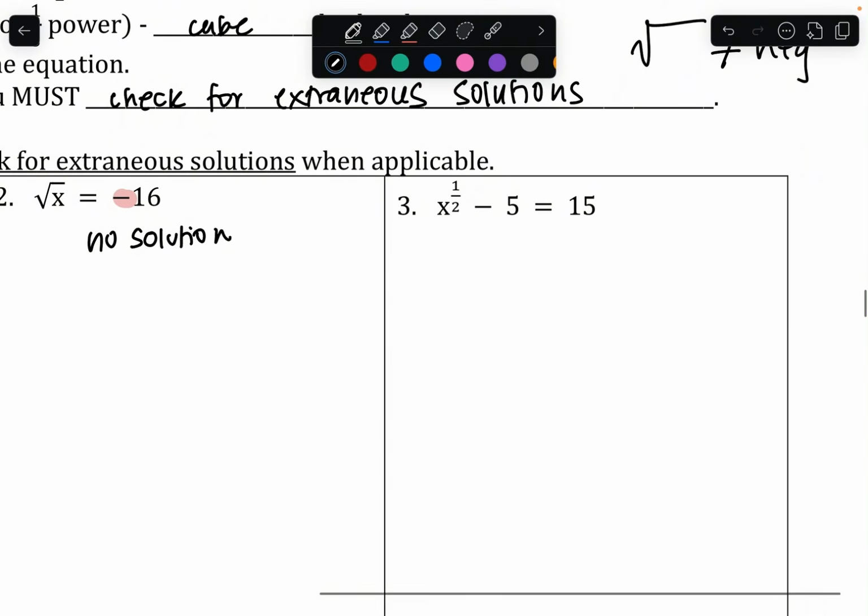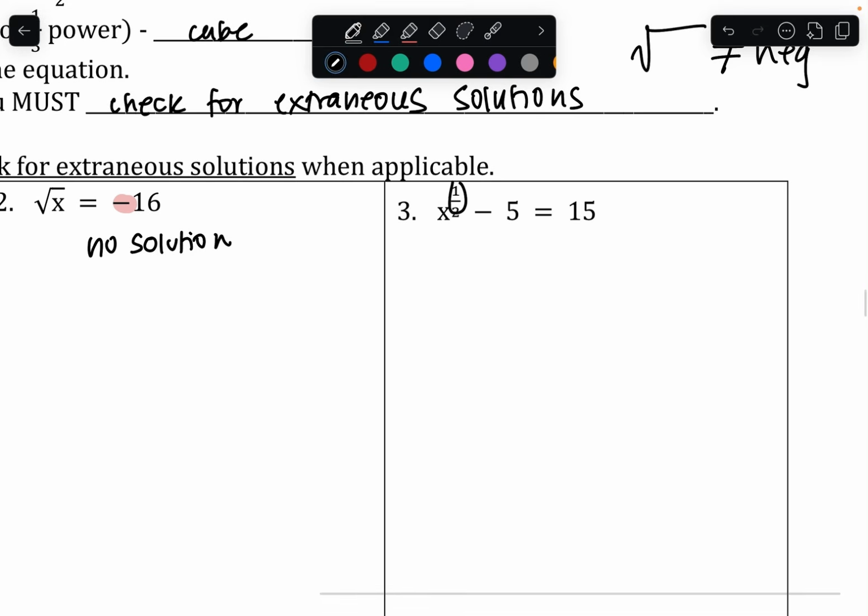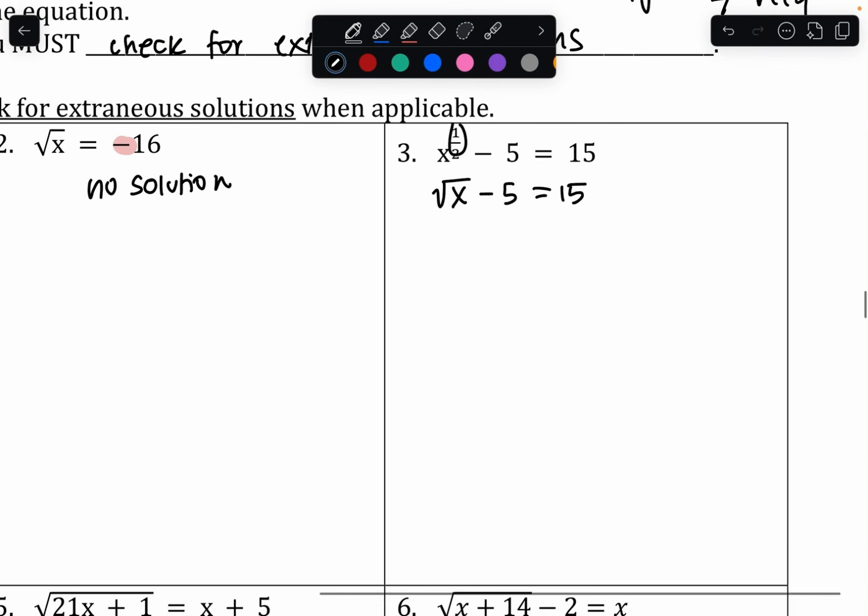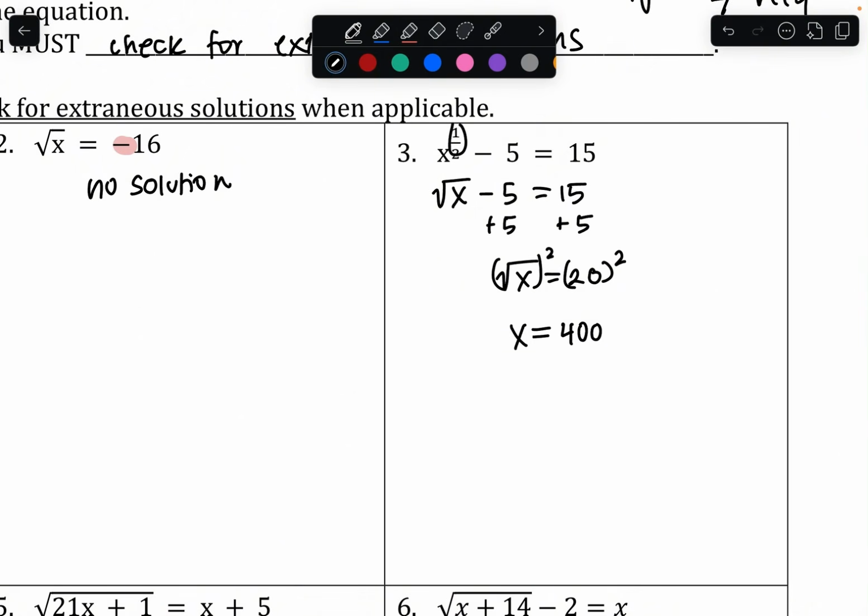Next I'm seeing a 1/2 power. If you want, you can go ahead and write that as a radical of square root. It's the same thing. Step 1 is to isolate the radical, so I'm going to add 5 to both sides. And then we are going to square both sides. So x equals 400.